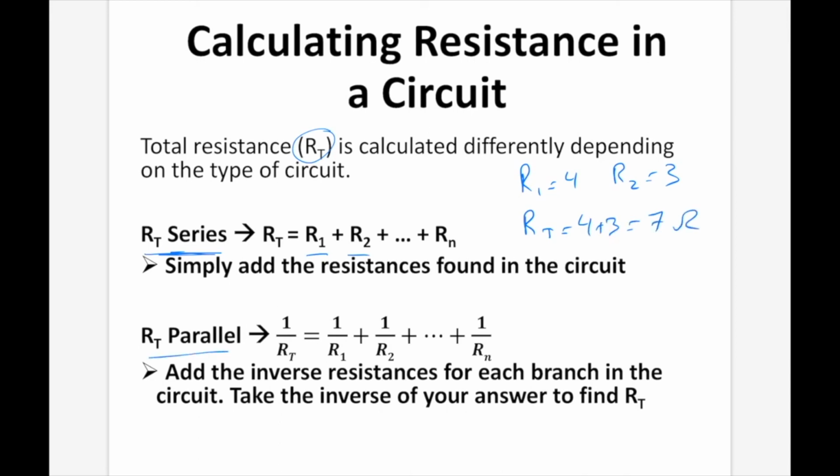But in parallel, it's more complicated. It's 1 over RT equals 1 over R1 plus 1 over R2 plus so on, all the way to 1 over Rn. If we use the same example where R1 was 4 and R2 was 3, 1 over RT equals 1 over 4 plus 1 over 3. If you put 1 divided by 4 plus 1 divided by 3 into your calculator, you'll find 1 over RT is equal to 0.583. But that's not the complete answer, because we need to find actual RT. So we take the inverse of our answer. RT is equal to 1 over 0.583, which is equal to 1.7 ohms.